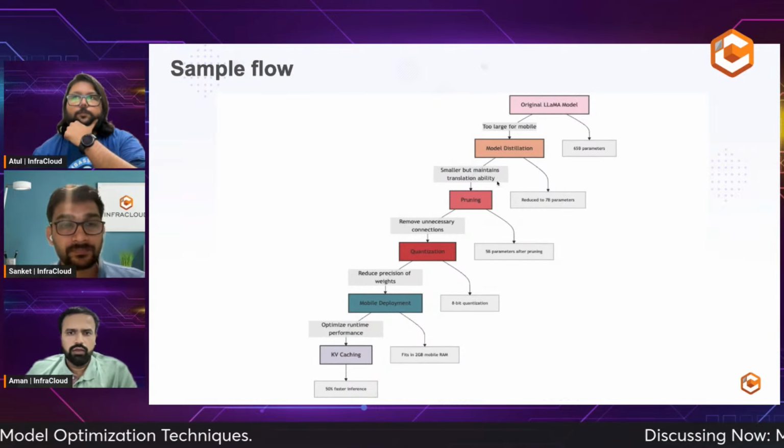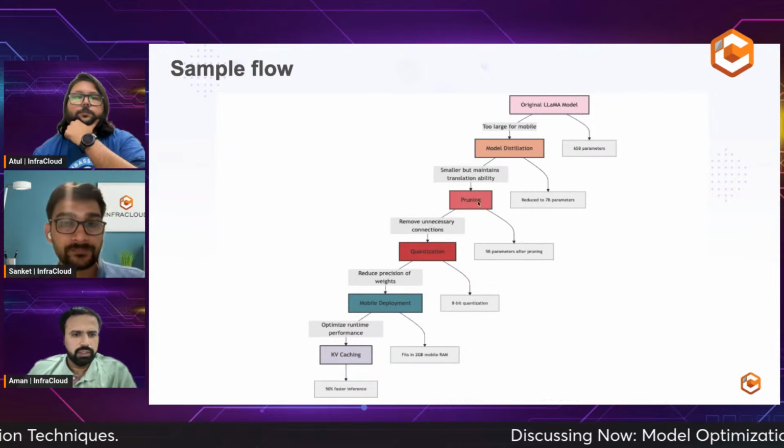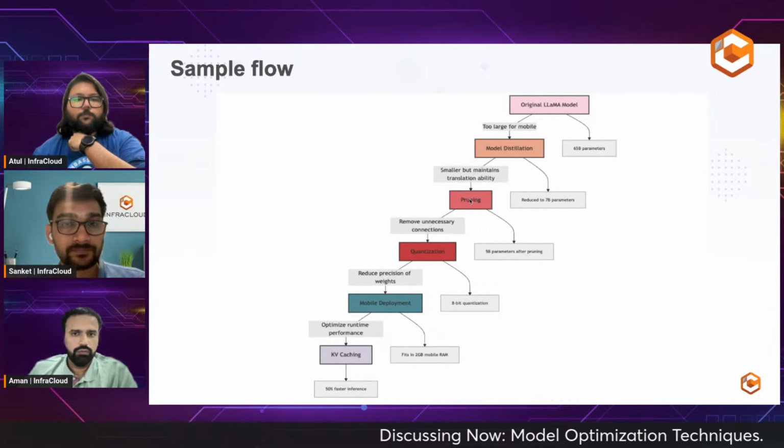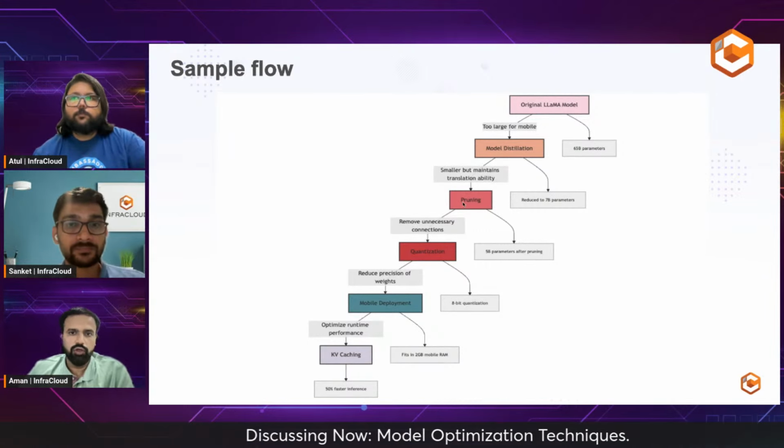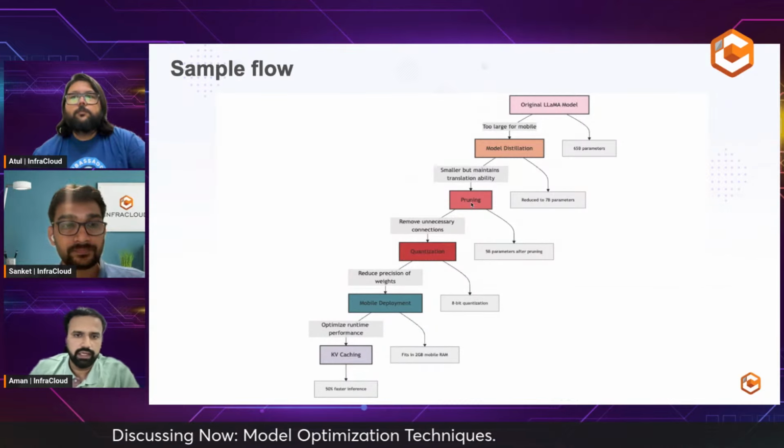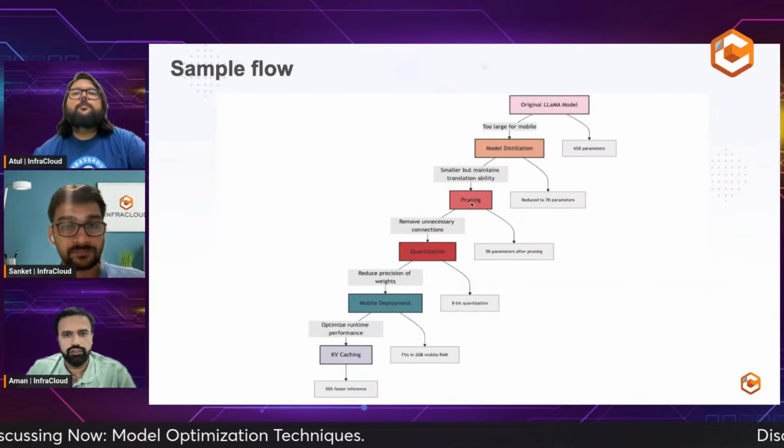Now that's good, but we notice that again there are a lot of parameters that are not adding any value. So we can get into the pruning part, because still with 7 billion, our size is very high and it will not run on the mobile very efficiently.